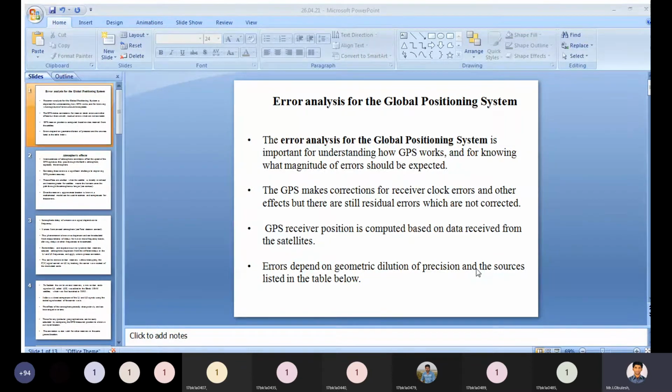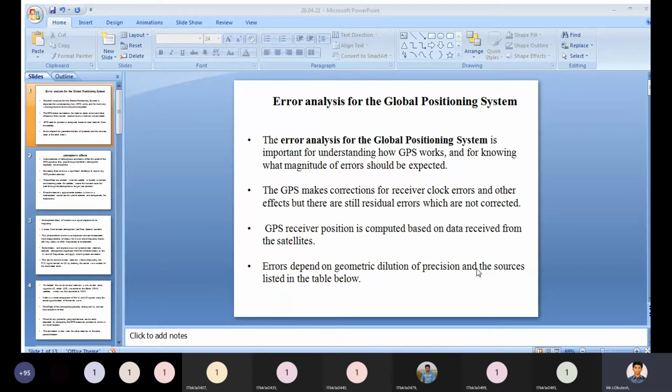On the clock error, and the other one is based on the GPS receiver position also. So if you get such types of errors, these errors will be coming from the geometric dilution of precision. And sometimes you will get errors based on the source also. So these are the key sources, the major errors that we have in our syllabus.